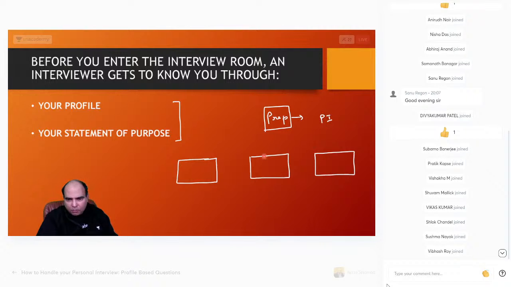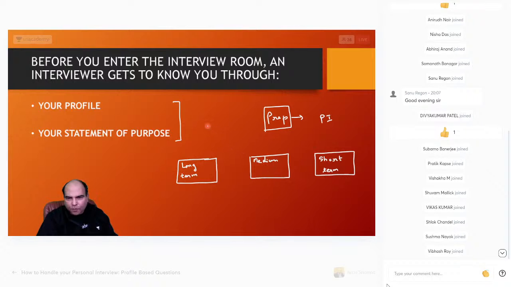So the 3 ways in which you prepare for your PI is basically temporal, time dependent. One is short-term interview prep. The opposite side is long-term interview prep. और बीच में तुम्हारा आ जाता है medium term.